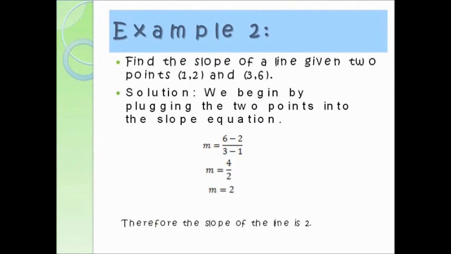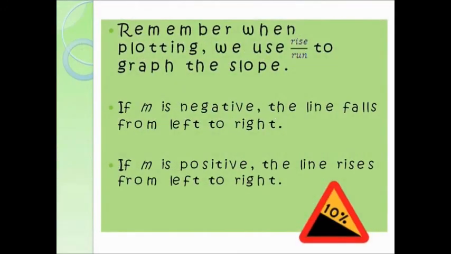Good. Now let's do an example. Find the slope of a line given 2 points, (1, 2) and (3, 6). We begin by plugging the 2 points into the slope equation. So we'll have your y2, which is 6, minus your y1, which is 2, all over your x2, which is 3, minus your x1, which is 1. And then you'll get 6 minus 2, which gives you 4, over 3 minus 1, which is 2, and 4 divided by 2 equals 2. Therefore, the slope of the line is 2.